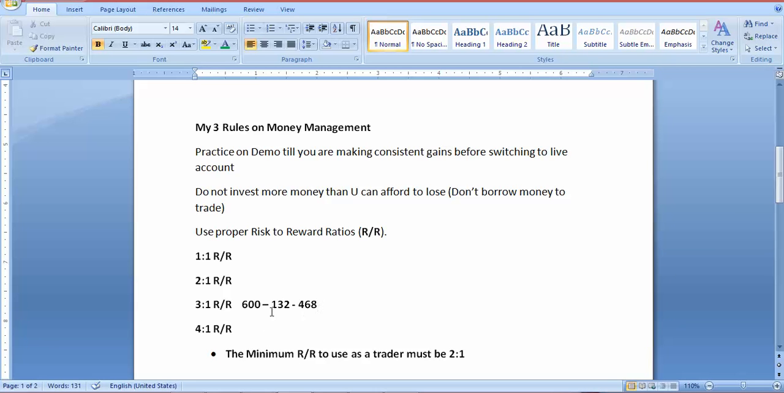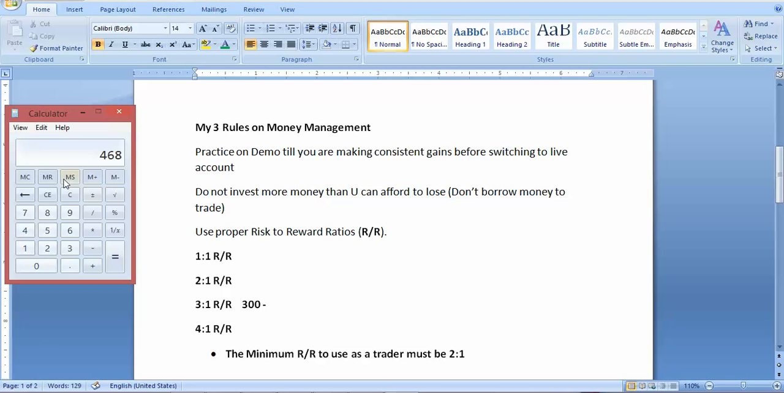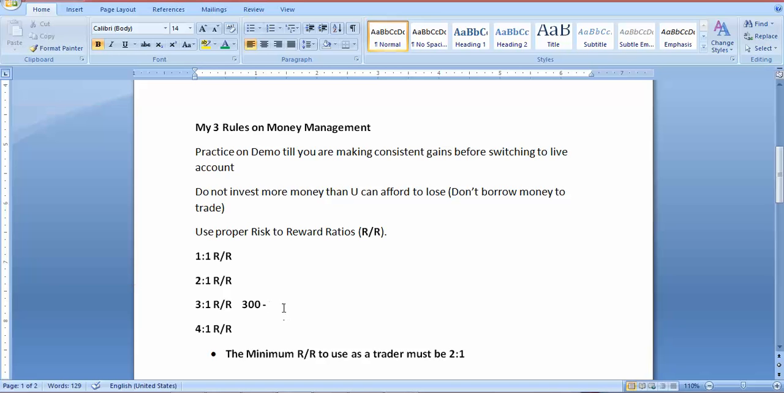Then if you win 3, which will be 300, minus 33 times 7. So I'll calculate again. 33 times 7 is 231. So it's about $69 profit.